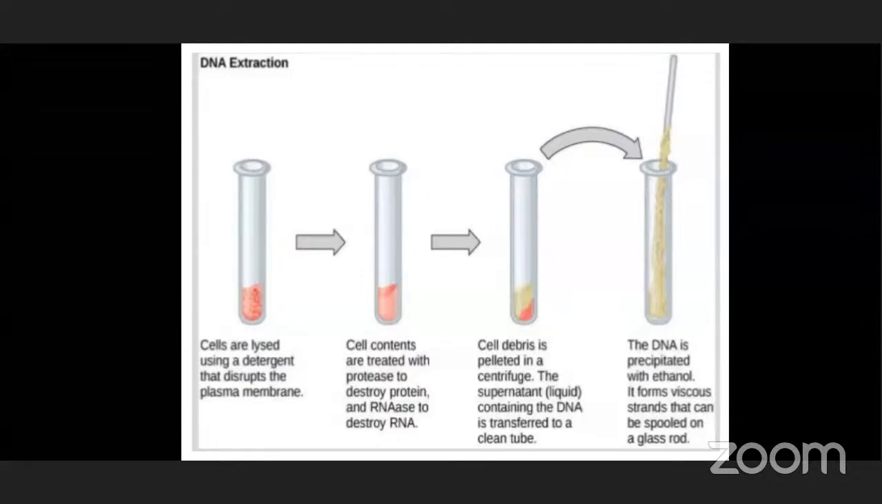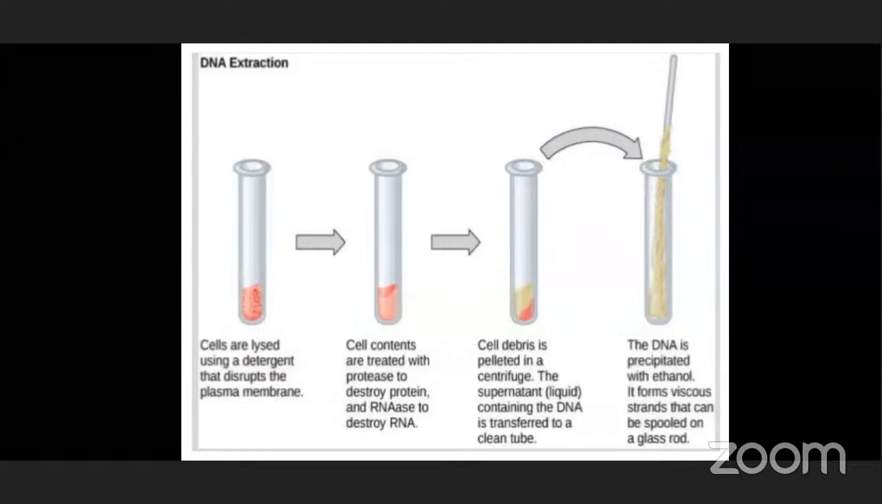Third step, cell debris, meaning carbohydrates, lipids, and proteins. After the rupture of the cell membrane, these compounds enter into that solution. For the removal of that cell debris, take the supernatant containing DNA and transfer it to a clean tube. In this step, after centrifugation, cell debris settles at the bottom, and the supernatant contains the DNA.